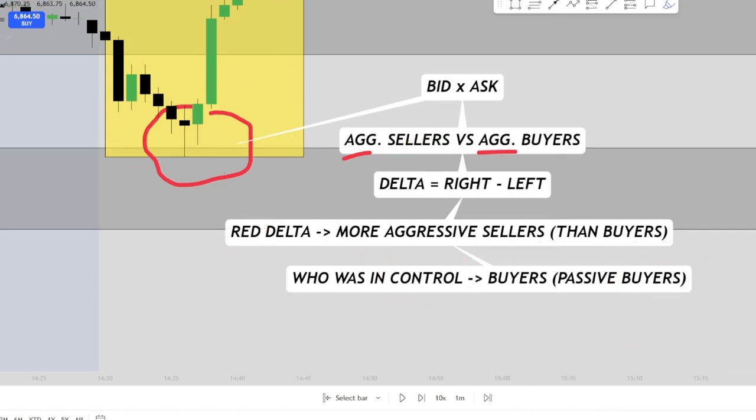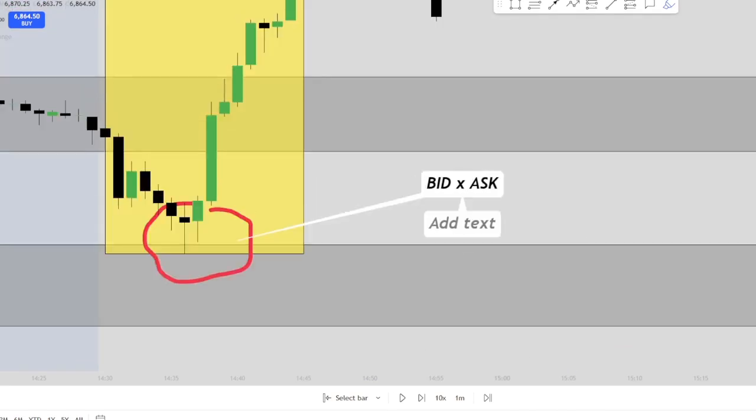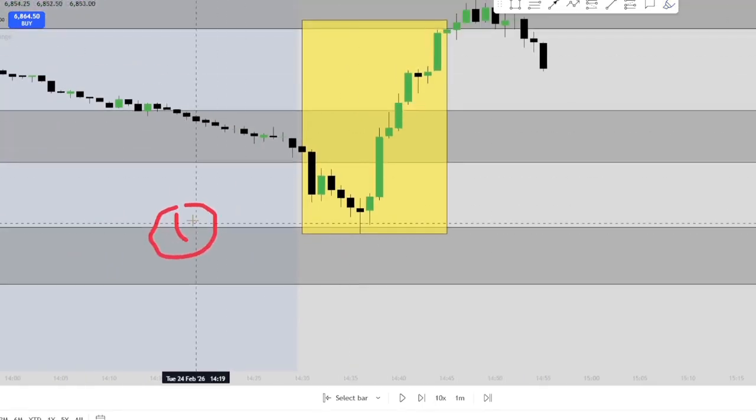The passive buyers being in control is what makes us understand that the market is actually bullish, right? This is what makes the market bullish, right? Nothing else makes the market bullish.